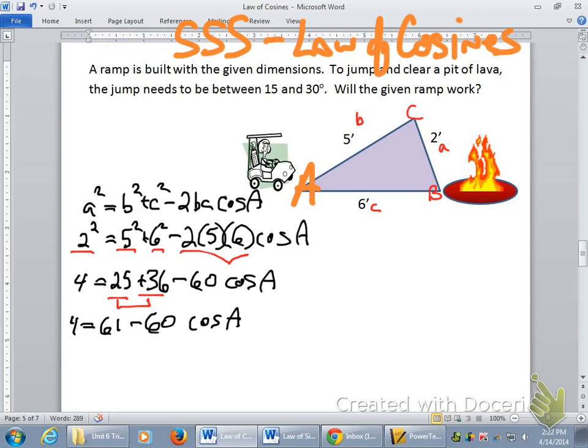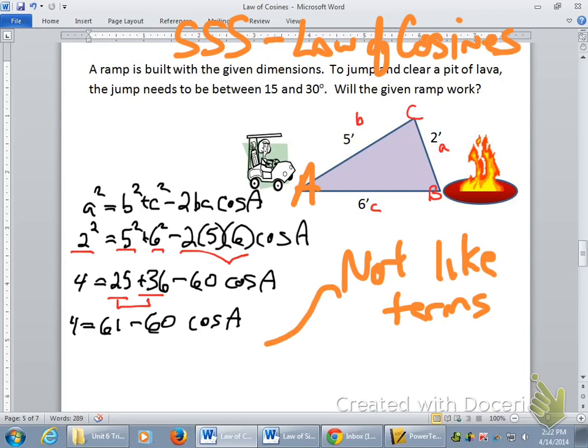So with that being said, write yourself a note. Not like terms. Because this right here is probably one of the most common mistakes that happens with the law of cosines. So now that we're aware of that, we can avoid it. How am I going to get the 60 cosine A by itself? Minus 61. Minus the 61. Very good.